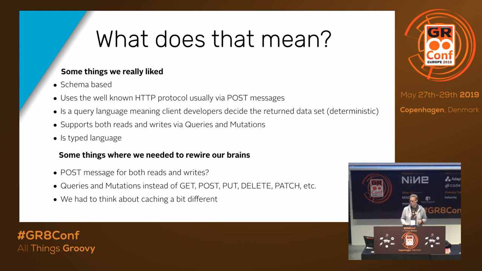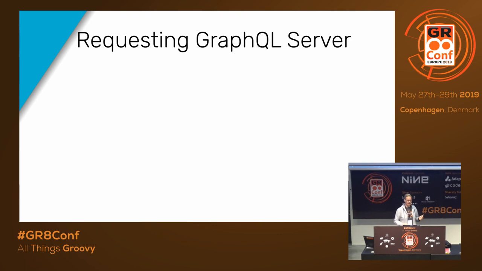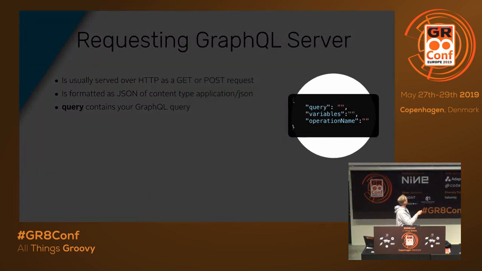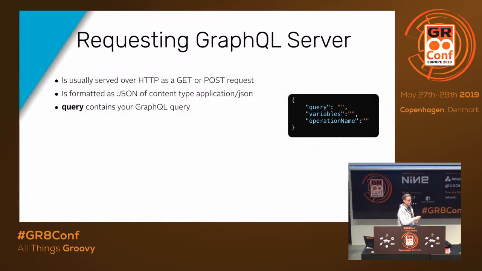So let's look into how to query a GraphQL server. So usually people use POST. You can actually both send a POST and a GET. You can send a mutation with a GET, for example. It's JSON-based, and that means that every time you make a request, the body contains these three fields, and that's it. So the first one is the query. That's the actual GraphQL query that you are sending.